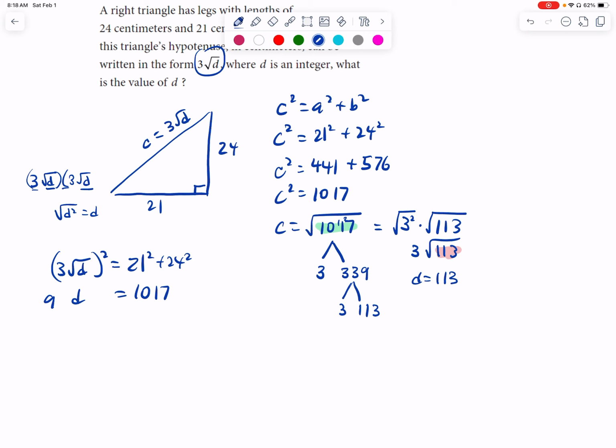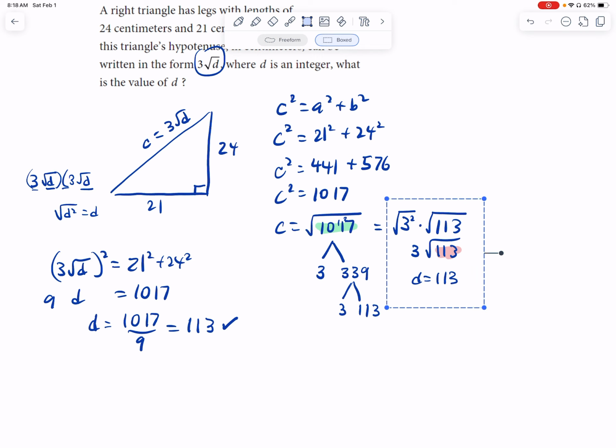All right, and then finally, to get d, you just divide by 9. So d is equal to 1017 divided by 9, which just happens to be 113. So check. I think that one's just slightly faster, and you didn't even have to worry about trying to factor your number with a factor tree in order to reduce your square root.